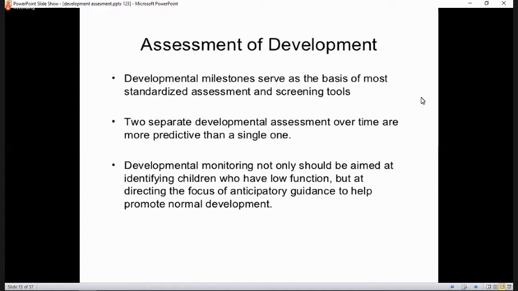Suppose the patient is unable to walk or unable to speak at the age of 15 months. Then you have to give him different tools for stimulation to speak.